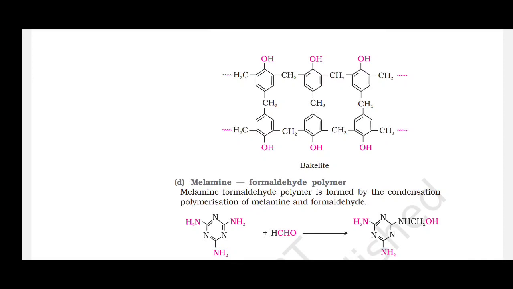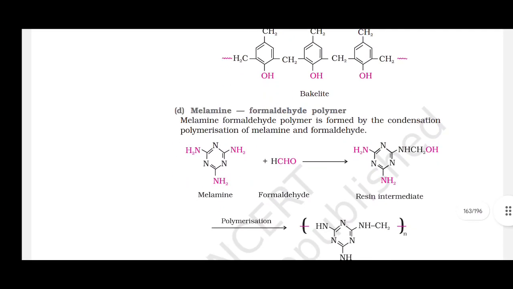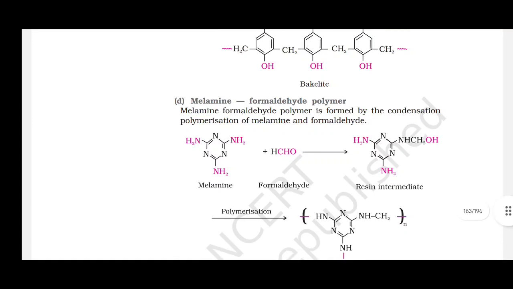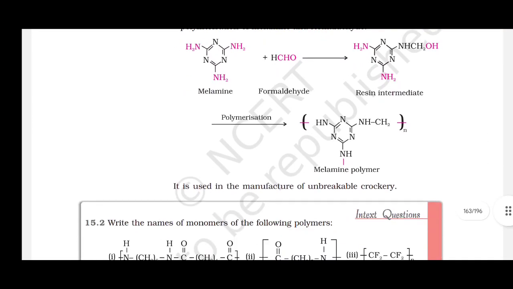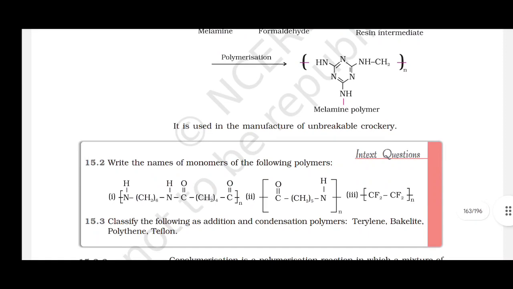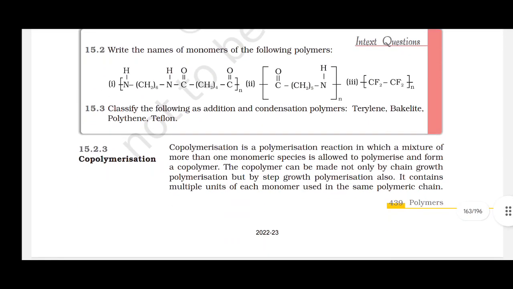Next, melamine formaldehyde polymer. Melamine formaldehyde polymer is formed by condensation polymerization of melamine and formaldehyde. तो melamine और formaldehyde को condense कर दिया तो resin intermediate मिला and then finally melamine का polymer बन गया. It is used in manufacture of unbreakable crockery. ठीक है, तो अगर अभी अनब्रेकेबल क्रॉकरी जो है वो याद रखना पड़ेगा किससे बना है, मेलामाइन फॉर्मल्डिहाइड पॉलीमर्स से.